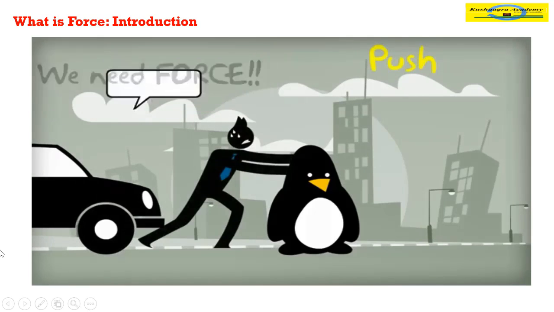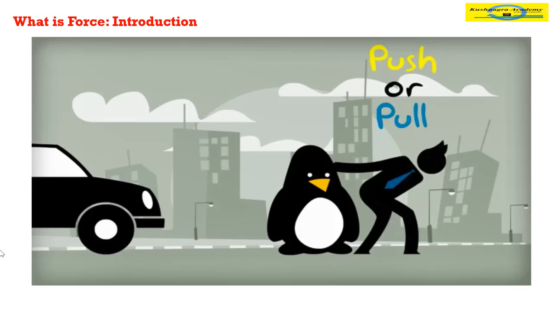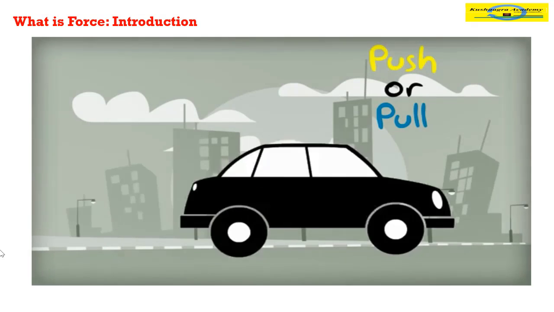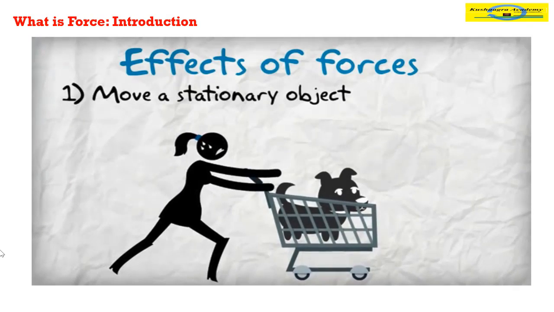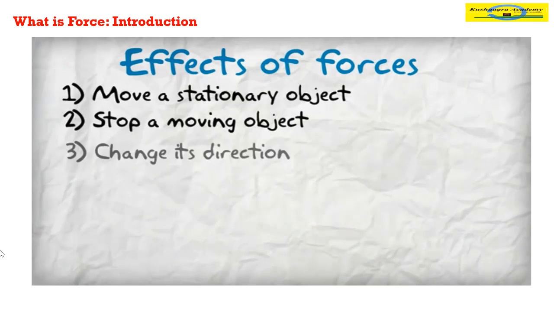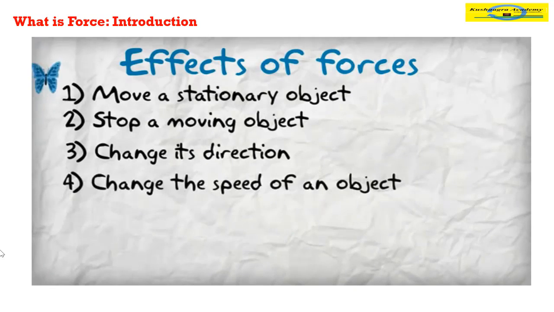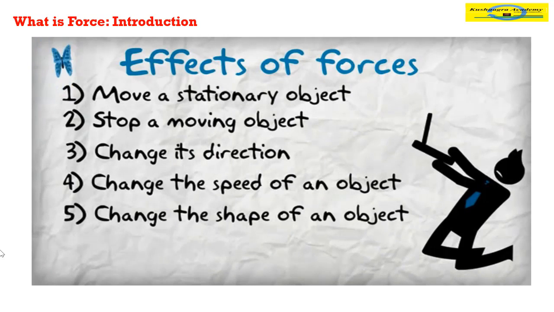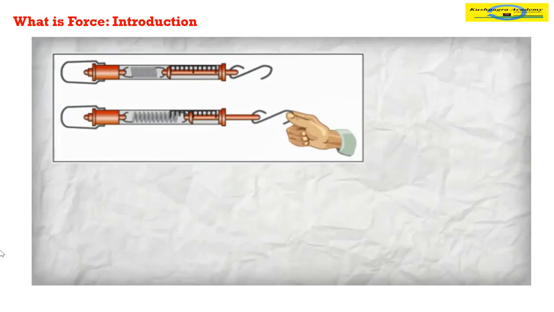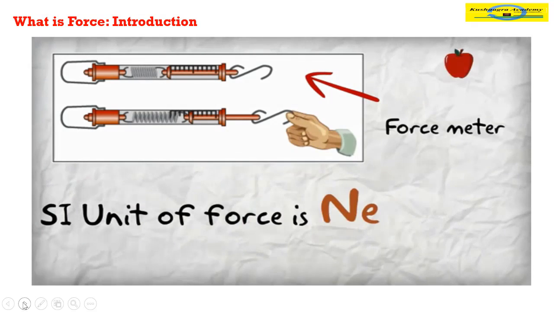A force is a push or a pull. We can't see a force, but we can see the effects of a force. A force can move a stationary object, stop a moving object, or change its direction. A force can change the speed of an object. It can also change the shape of an object. A force is measured using a force meter. The SI unit of force is Newton.